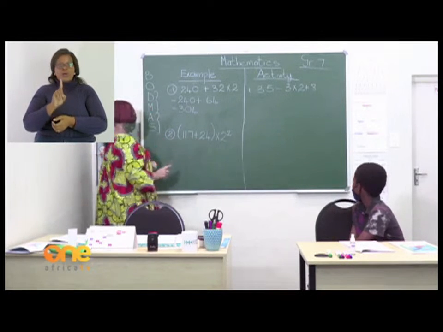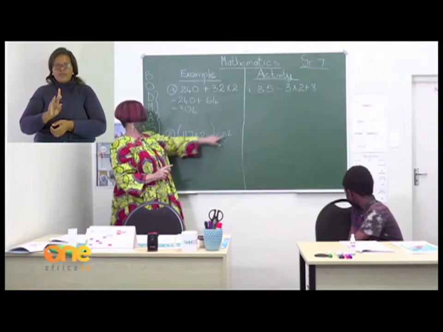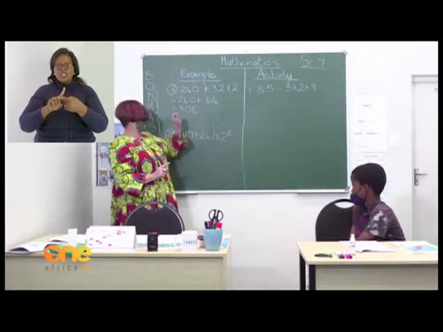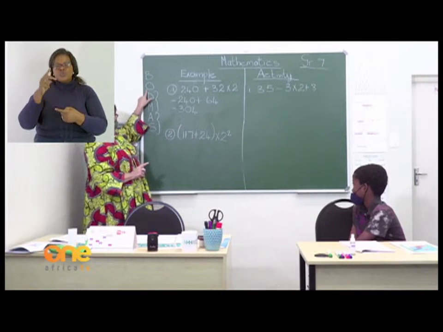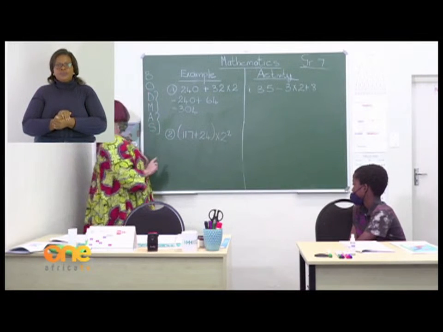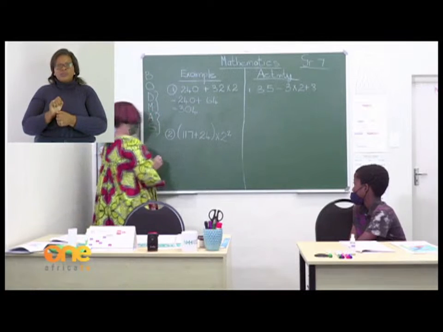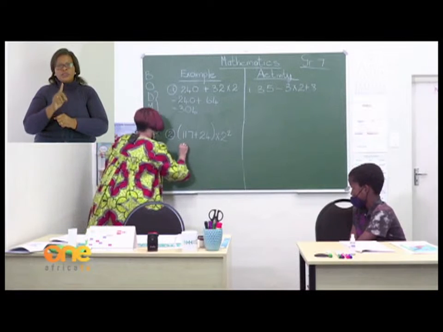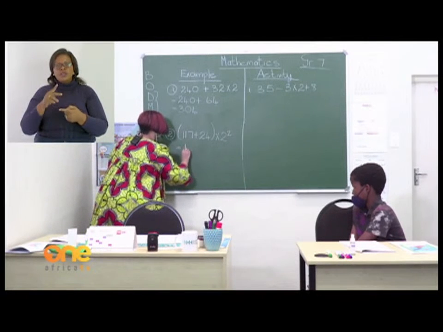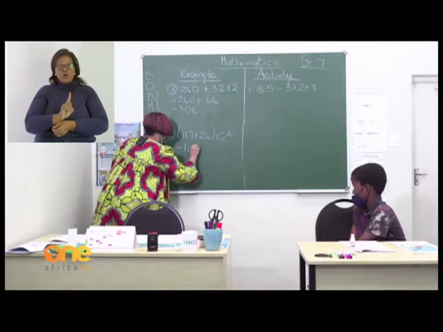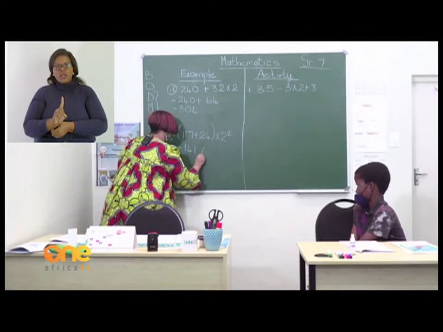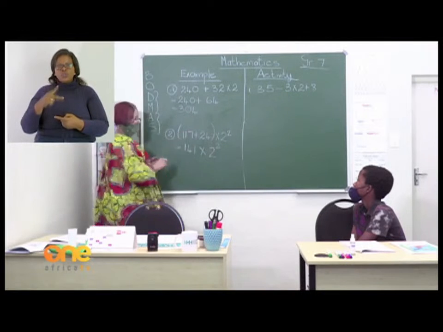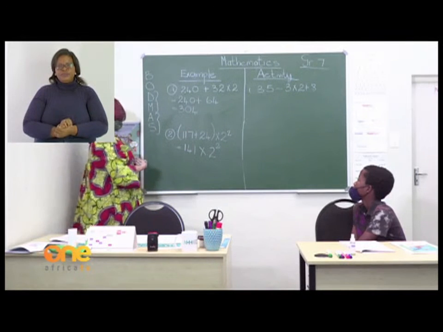117 plus 24 times 2 squared, right? 2 squared, which is order. So 117 plus 24 gives me 141 times 2 squared. Yes.